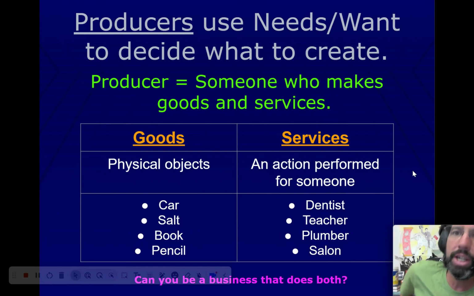Producers use the needs and wants that people want to create goods and services. A producer is someone who makes actual goods and services. In this class, goods and services actually have definitions. A good is any physical object, like a car or salt or a book or a pencil. Those are a good, something you can actually, I can touch this, okay? A service is an action performed for someone: a dentist, a teacher, a plumber, a salon.